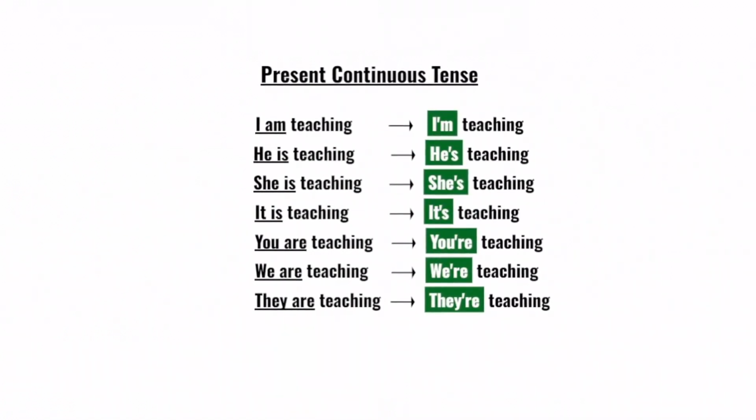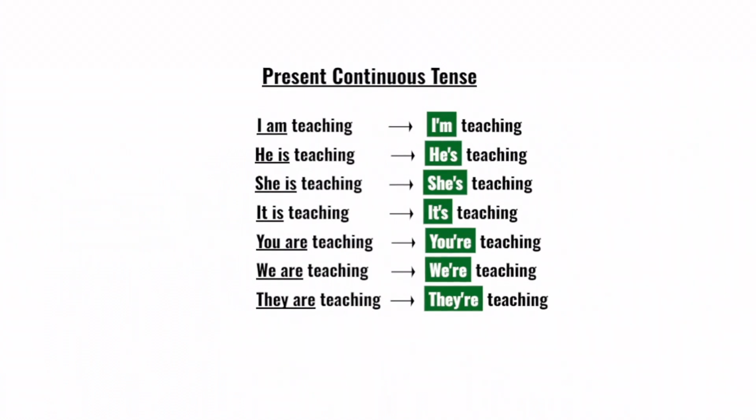He is teaching, he's teaching. She is teaching, she's teaching. It is teaching, it's teaching. This example makes no sense, but still. You are teaching, you're teaching. We are teaching, we're teaching. They are teaching, they're teaching. We shorten it mainly when speaking because it's faster, and we also use it in informal writing.